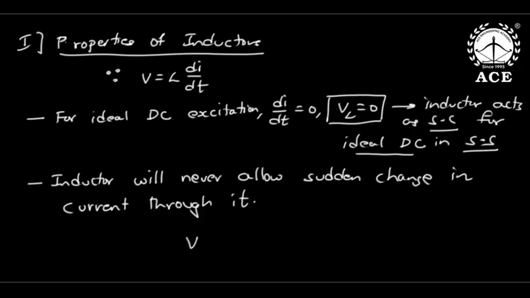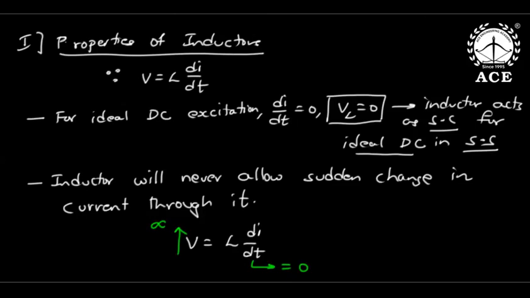Why? From the same Ohm's law, sudden change in zero time means dt tends to zero or dt equals zero. If dt equals zero, something divided by zero becomes infinity. V becomes infinity, which is a violation of the law of conservation of energy. How can you generate infinite voltage in zero time?